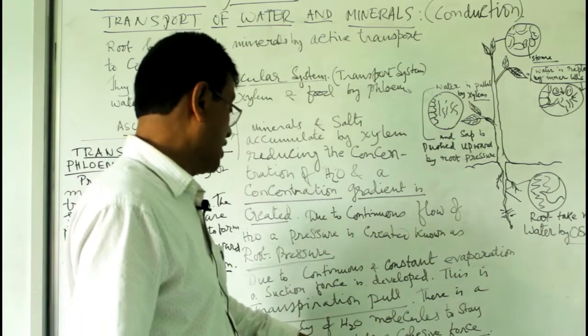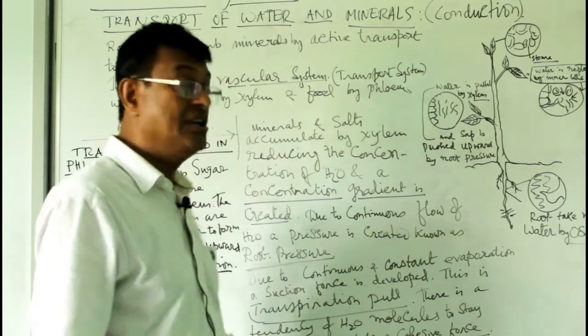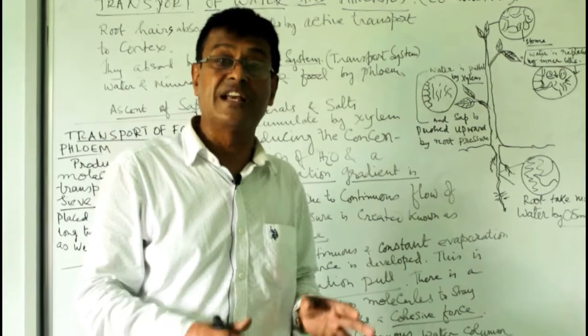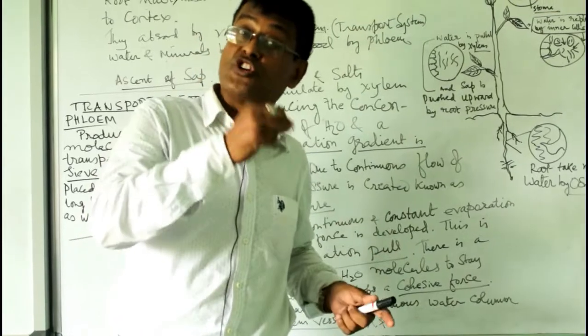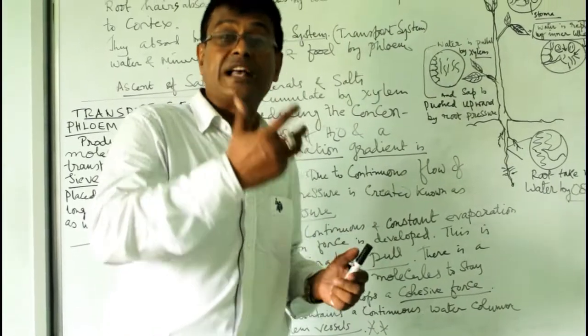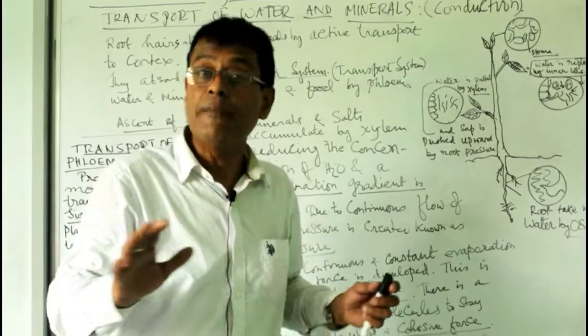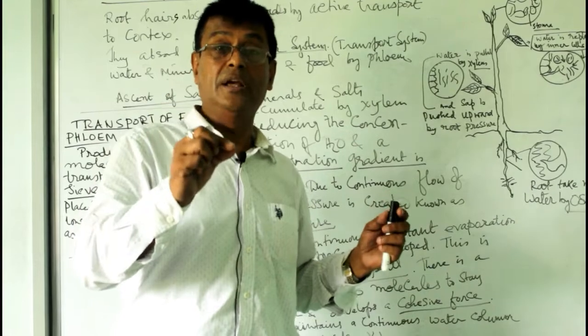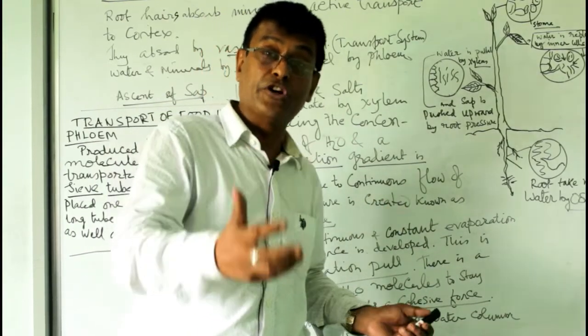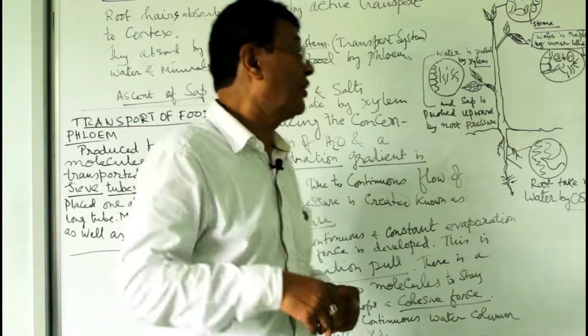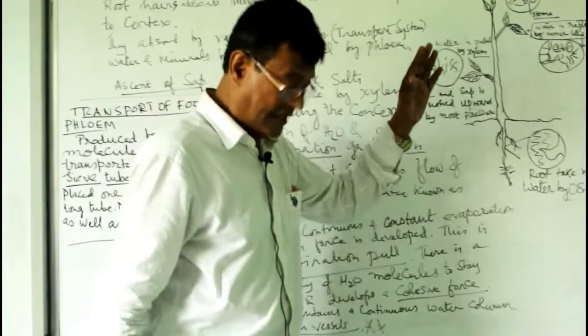And it maintains a continuous water column in xylem vessels. In xylem vessels, a continuous water column is made. And if the water column was not made, the ascent of sap theory would not have worked out. So that is why this is the key and the secret, that the continuous flow of water goes on. Here we have the diagram for that.